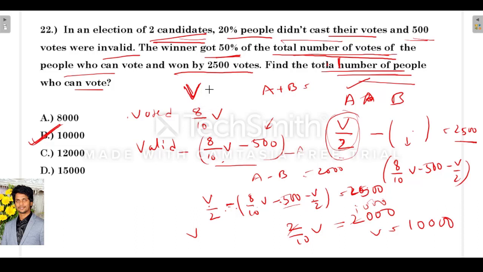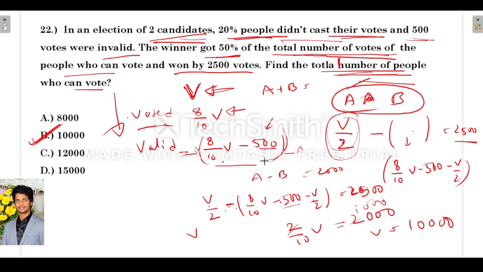So let us see this again. See, simple, I am going sequential wise. So there will be two candidates in an election, and V will be the number of people who can vote, means voter list. So 20% did not cast their vote. So people who voted is 8 by 10 V, 80%. Among this, 500 votes are invalid. Means what is the valid votes? 8 by 10 V minus 500. So now let us assume A won the election. So they are telling A got 50% of total number of votes, so means A got V by 2 votes, and he won by 2500. So this is his majority. So A minus B will be 2500.